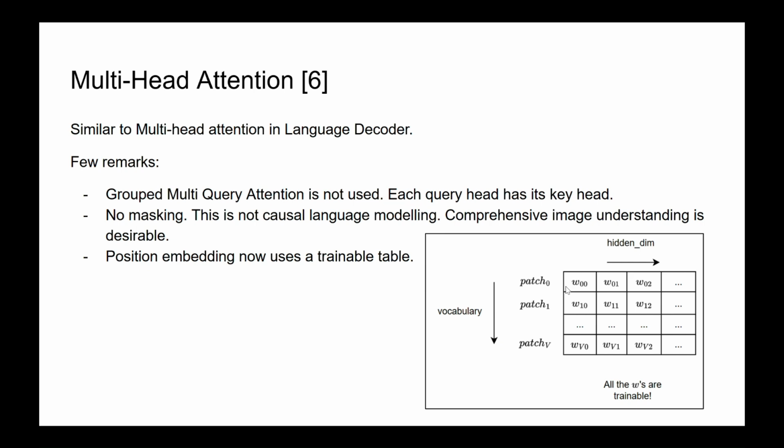So you will have, for example, in patch 0 here, the first dimension of the embedding, second dimension, third dimension, and so on. All of the W's that I have shown in this table here are trainable.